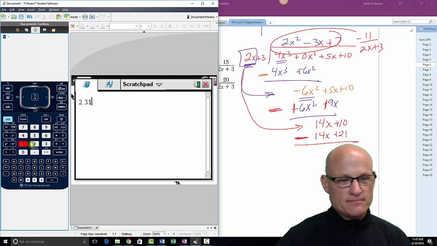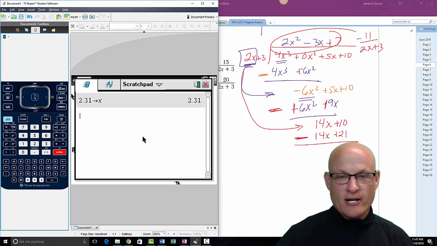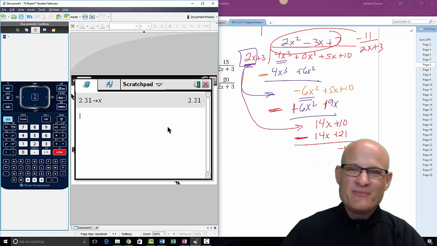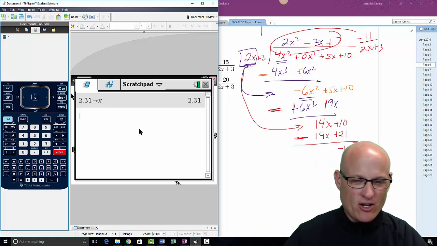How about 2.31? And we're going to store it into x. It doesn't matter what number you pick. Don't pick 1 or 0. Try to pick something bigger than 2. Don't pick anything ginormous, then you got all the other issues.